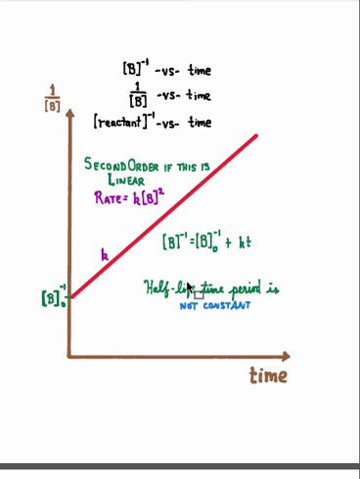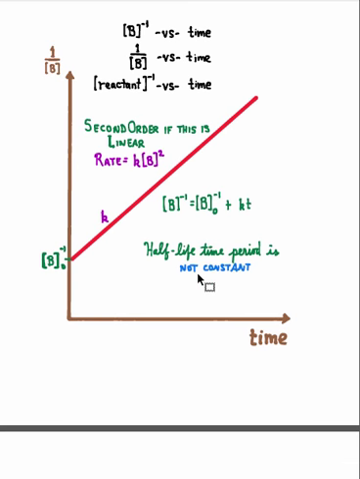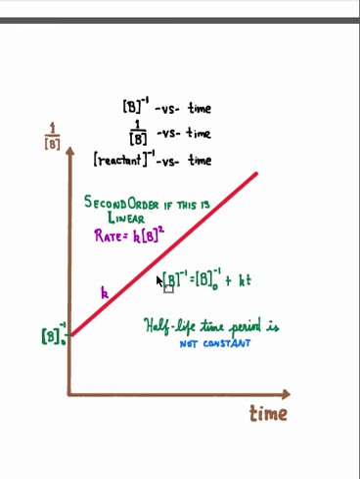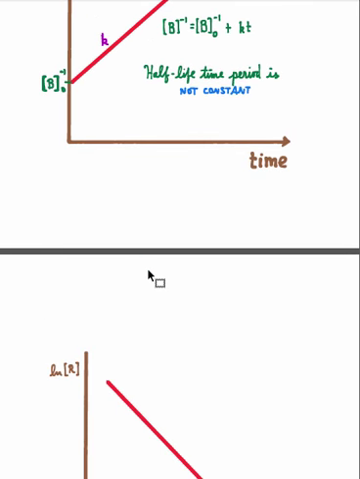Also, the half-life here is not constant. The half-life keeps changing depending on how the concentration of B was in the beginning, or at any one point will determine the half-life from that point forward.